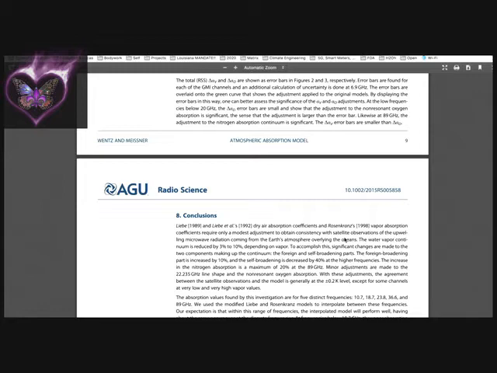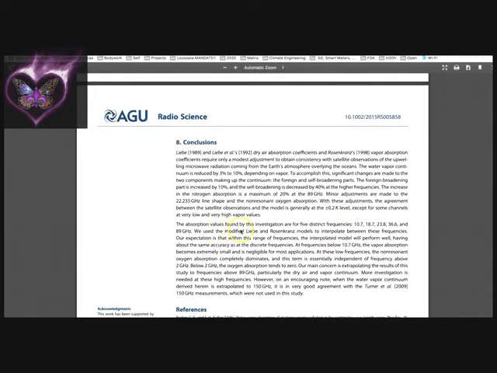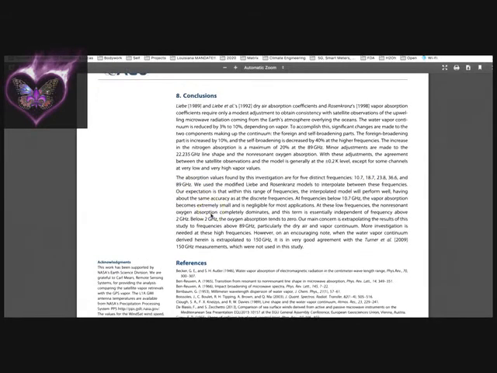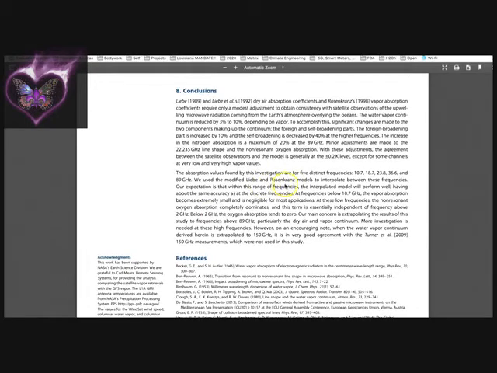With these adjustments, the agreement between the satellite observations and the model is generally good except for some channels, at the absorption values found by this investigation over 5 distinct frequencies: 10.7, 18.7, 23.8, 36.6, and 89 gigahertz. Use the Liebe and Rosenkranz models to interpolate between these frequencies. Our expectation is that within this range of frequencies, the interpolated model will perform well, having about the same accuracy as at the discrete frequencies.